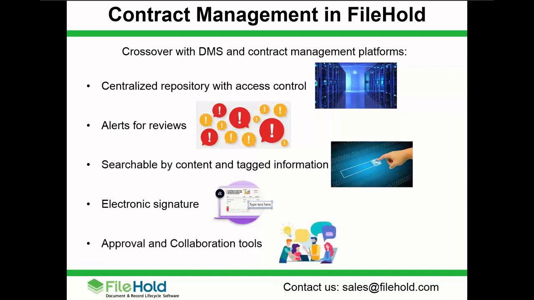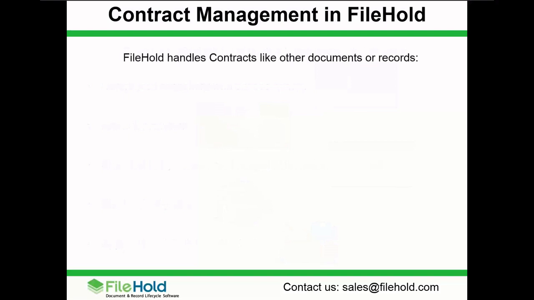And something that has an approval or collaboration tool, which again falls back into that idea of workflow. Now you can use workflow to route for reviews or approvals. We can also do that same thing as a collaboration tool, using FileHold as a platform for that. Now for the specifics that we're going to talk about today, remember that we're going to treat contracts like we do other documents or records. So all of these are standard processes.